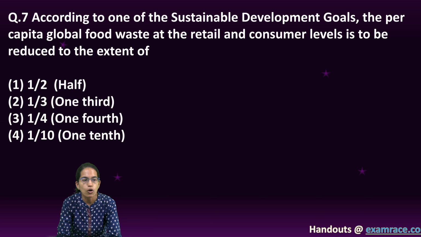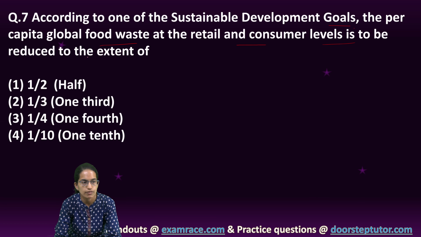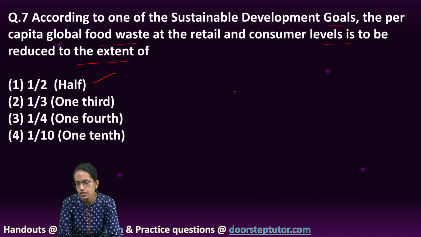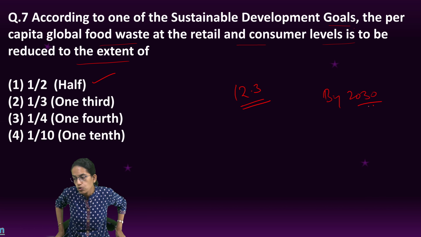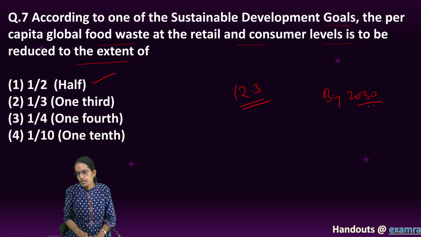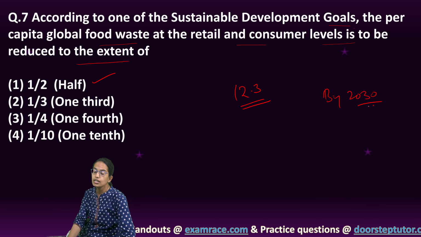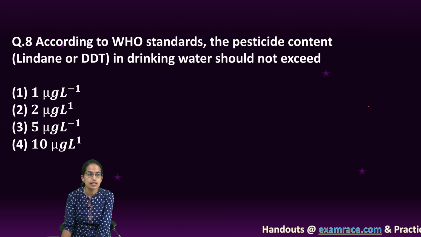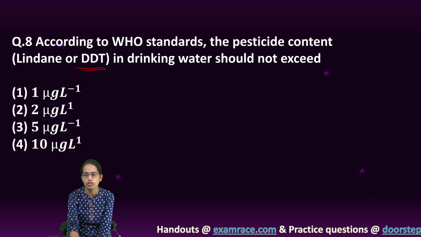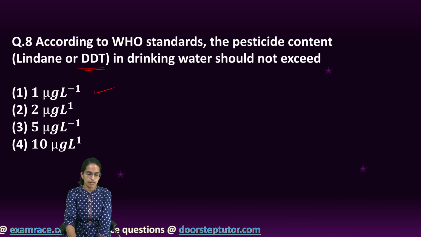The next is, according to one of the sustainable development goals, the per capita food waste at the retail and consumer level has to be reduced by half. This is under Sustainable Development Goal 12.3, where by 2030 we have to halve the per capita global food waste at retail and consumer levels, and reduce food loss along the production and supply chain, including the post harvest chain. According to WHO, the pesticide content for lindane or DDT in drinking water should not exceed 1 microgram per liter. So that's the guideline given by WHO.